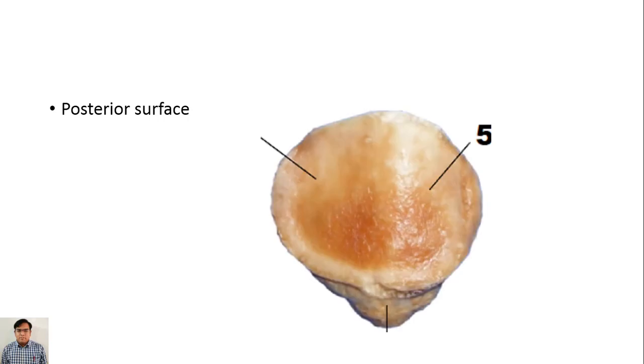Now attachments on posterior surface. This is posterior surface. The posterior surface of apex gives attachment to, this is attachment to ligamentum patellae. So this is ligamentum patellae.